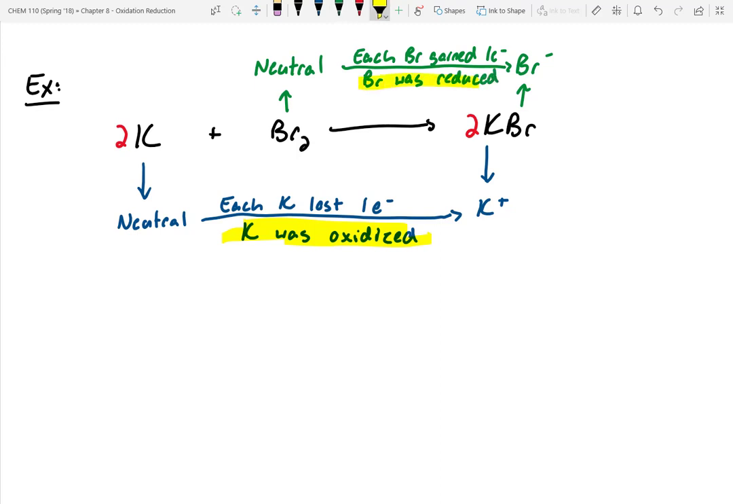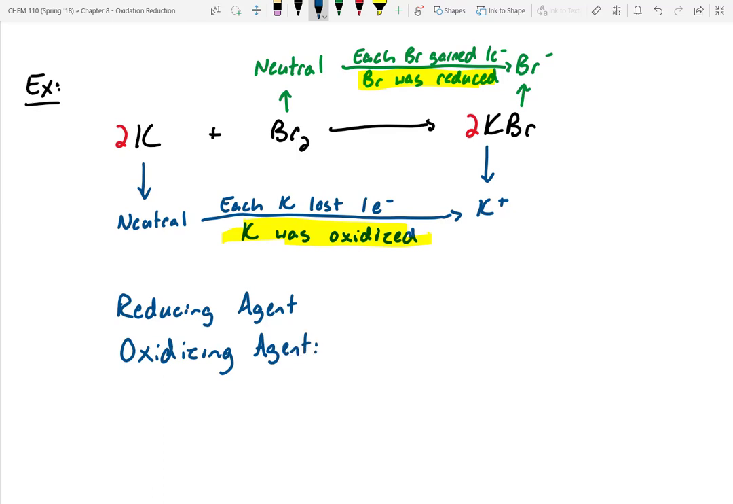Okay, so now we've identified the atoms or elements being oxidized or reduced. Last thing we want to do is identify our reducing agent and our oxidizing agent, which is different than the individual elements being oxidized or reduced. What's our reducing agent?